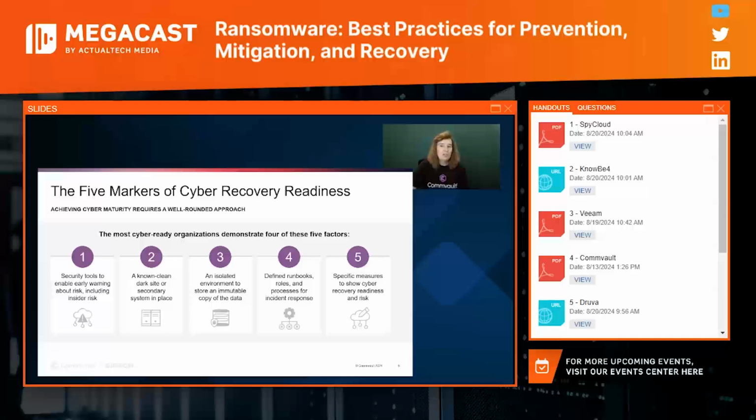First, early warning security tools are technologies and systems designed to detect potential cyber threats before they can cause significant harm.